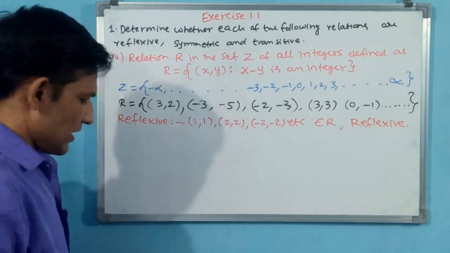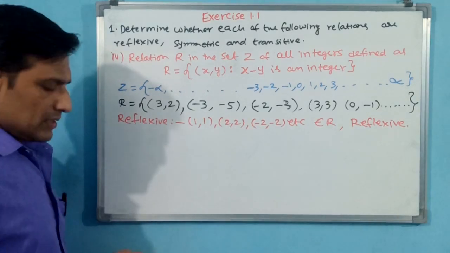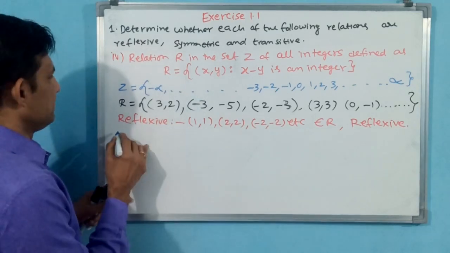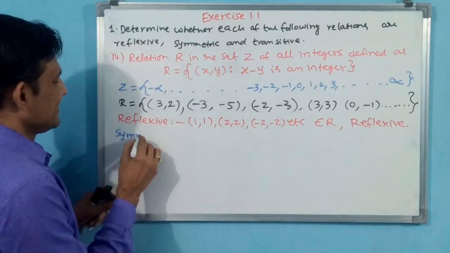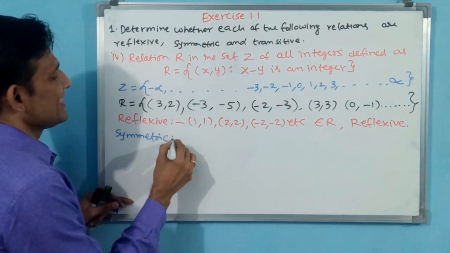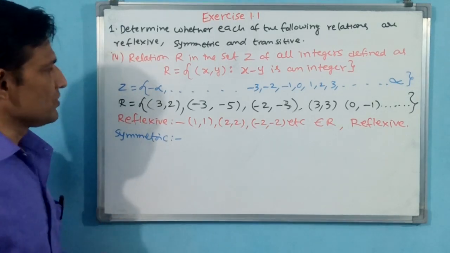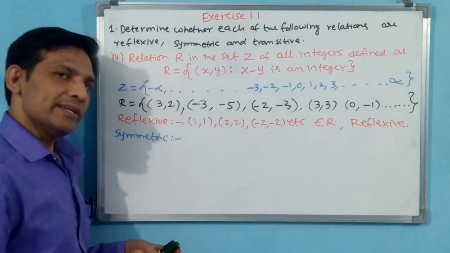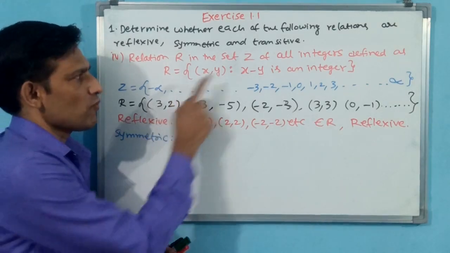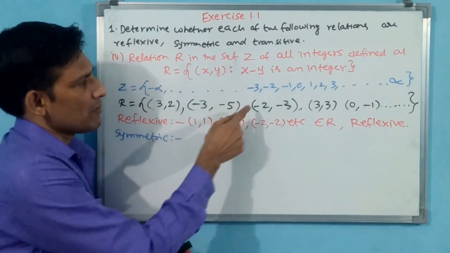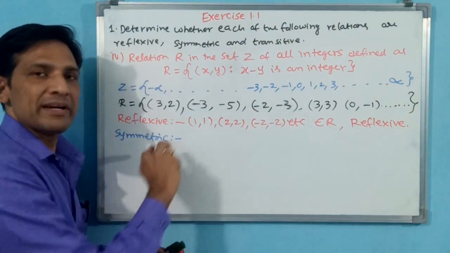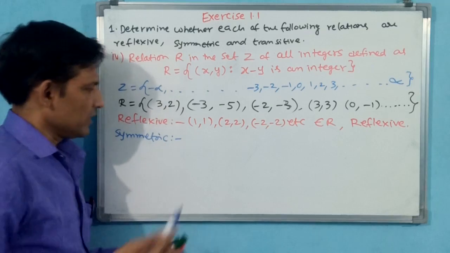Now we go for symmetric. For symmetric, if you see, 3, 2 is there. Shall we write even 2, 3 also? Yes, right. Why? Because 3 minus 2 is 1, and 2 minus 3 is minus 1. Minus 1 is also there. That is why we can also write that. If you write it, automatically a symmetric relation is there. I am writing like this.